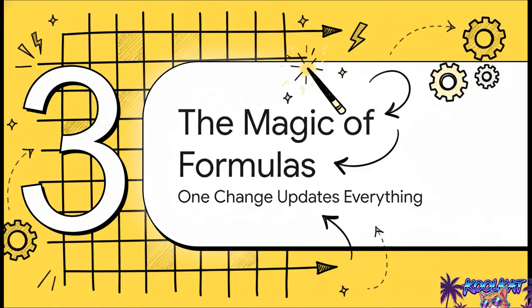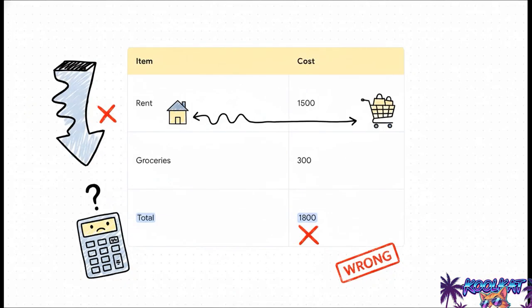This is the secret sauce that makes the grid do all the heavy lifting for you. This is the magic of formulas. Let's look at this simple budget, right? We've got rent at $1,500 and groceries at $300. Now, to get the total, a lot of people would just pull out a calculator or do the math in their head and type $1,800 right into that total cell.